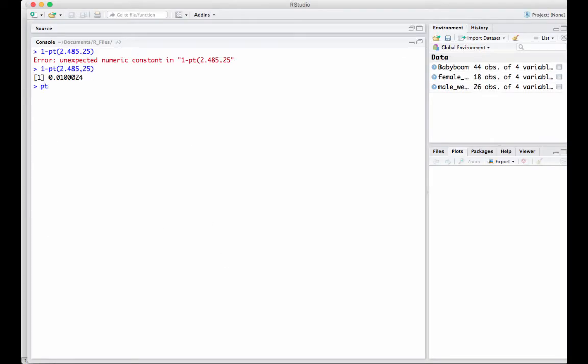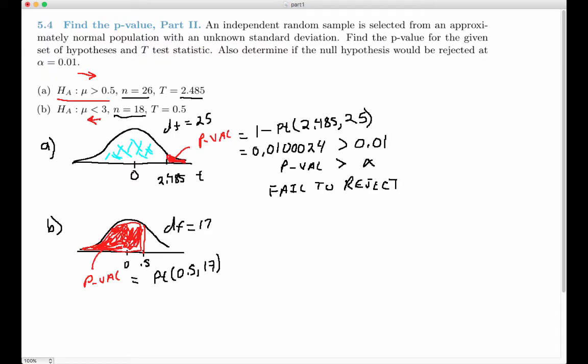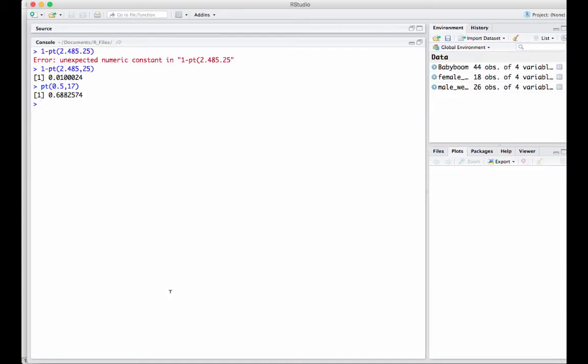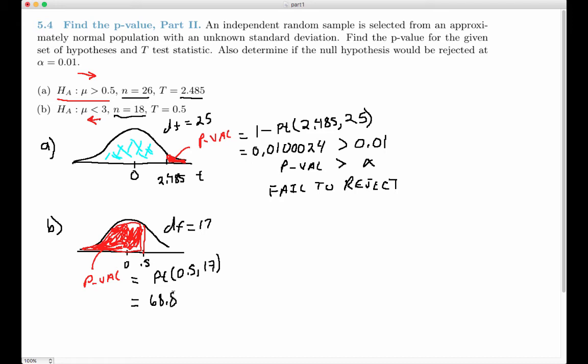So we'll put in pt of 0.5, comma this time, 17. And we got back a p-value of basically 68% or 69% if we round off. So let's go out 3 places: 68.8%. So again, that's much larger than the corresponding level of alpha, which is 0.01. So again, we would fail to reject.